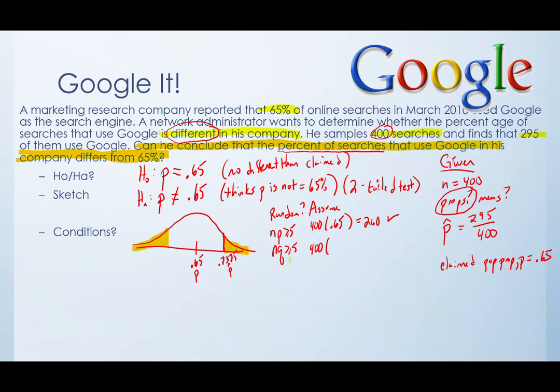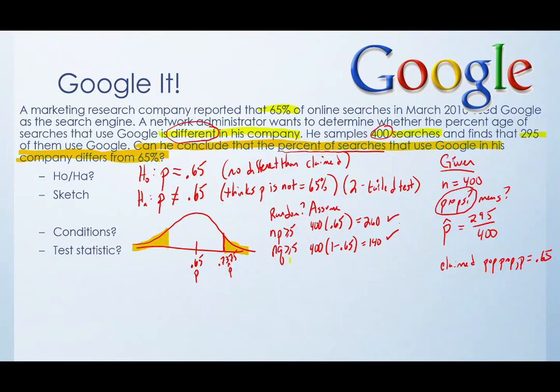And 400 times q, remember q is the complement, 1 minus p. So that's 400 times 0.35, which is 140. And are these things all basically independent? It's a success or failure. We don't expect our probability to change for each one. So are we good with our conditions? Yeah, we are.